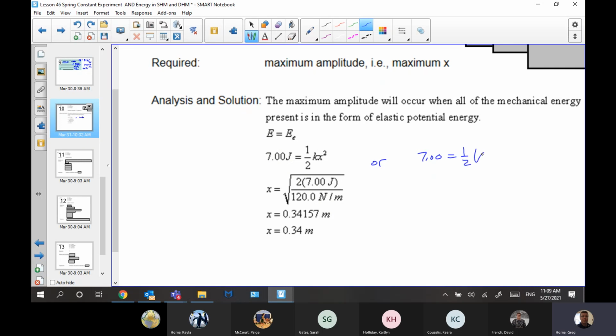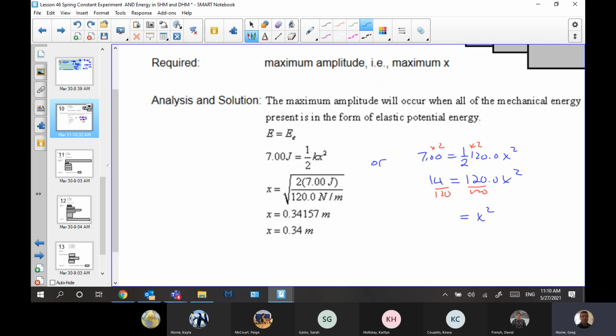So you could say 7.00 equals 1/2 k x squared. Oops, I messed up the k value in. 1/2 of the 120.0, that's 4 significant digits the way they're giving it, times x squared. So we multiply both sides by 2, giving us 14 equals 120.0 x squared. Divide both sides by 120. Oops, a little sloppy there.